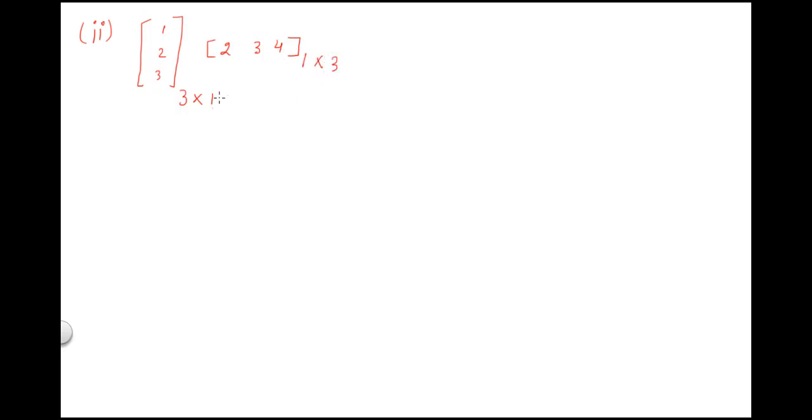So is matrix multiplication defined here? Yes, because the number of columns in the first matrix is equal to the number of rows in the second matrix, and the product will be a matrix of order 3 cross 3. So we will actually have at the end 9 elements, starting from A11, A12, A13, A21, A22, A23 and A31, A32 and A33.